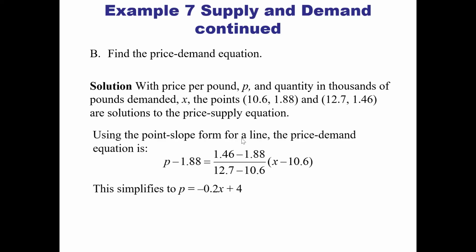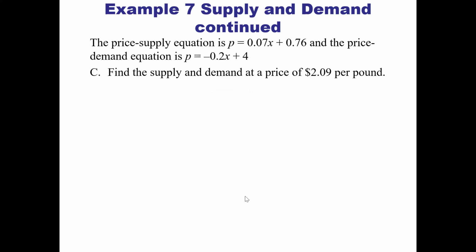And so with the point slope form for a line, the price demand equation is going to be what? Well, it's P minus 1.88 equals, now we have 1.46 minus 1.88 over 12.7 minus 10.6, times X minus 10.6. And if you simplify all that, then we get P = negative 0.2x + 4.